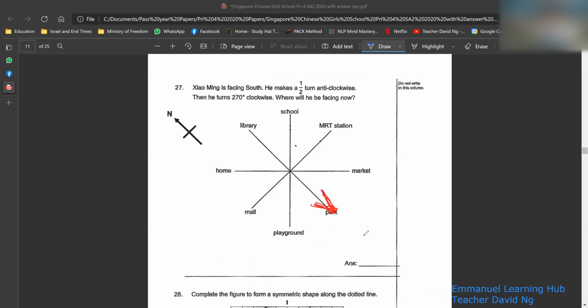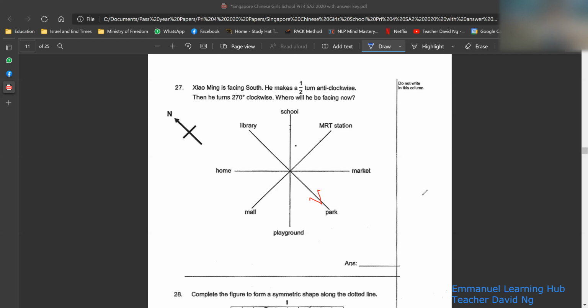Very good. I need you to demonstrate that you could recognize the direction, because some students can't, to be frank with you. So you can, right? That means it's a good thing. Okay, so you can recognize that he's facing south. Facing south means he's facing the park. So this is his original position. Okay, half a turn anti-clockwise.